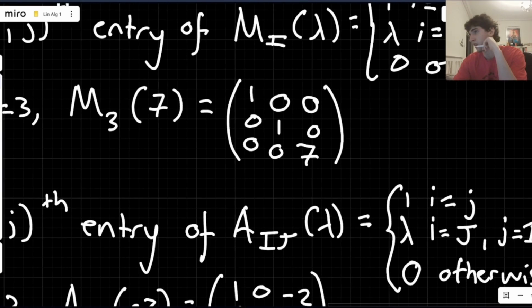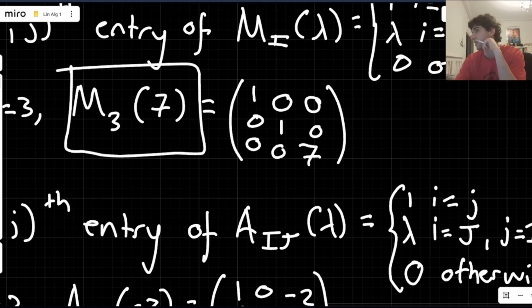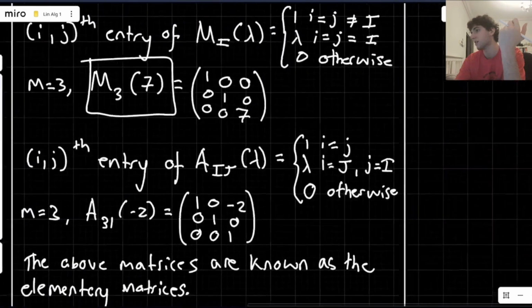I have the 3 by 3 identity matrix, and then I perform this operation on it, which is basically just multiplying the third row by 7, and that gives me this exact matrix. And that's not a coincidence. That is pretty much by design, and that will always be true.